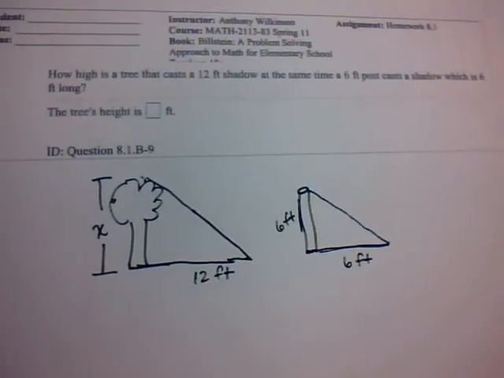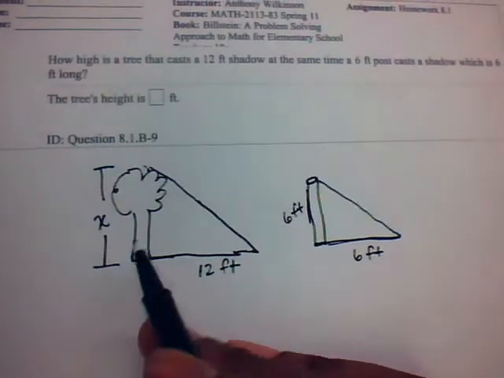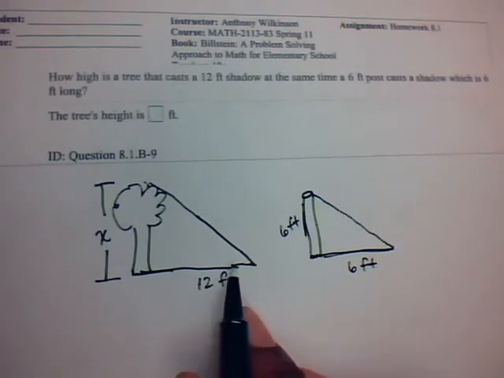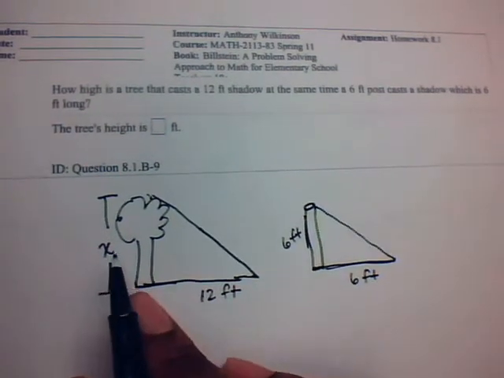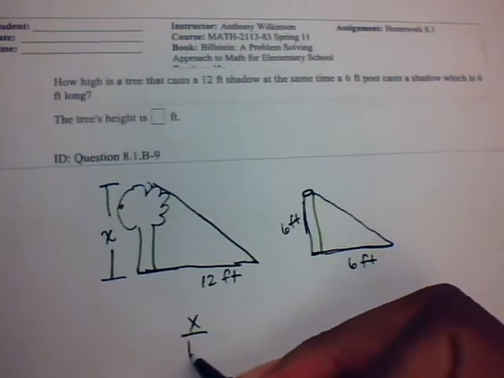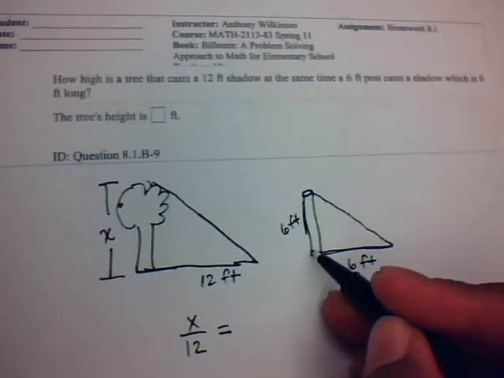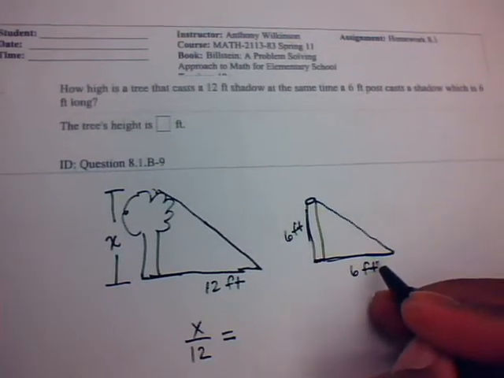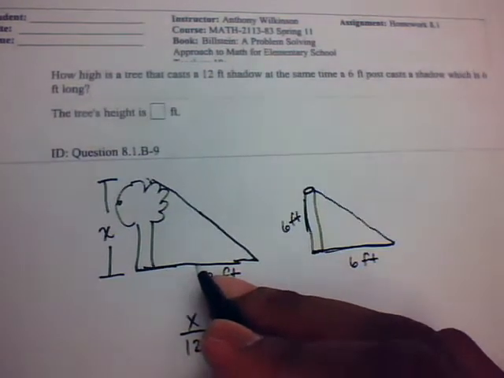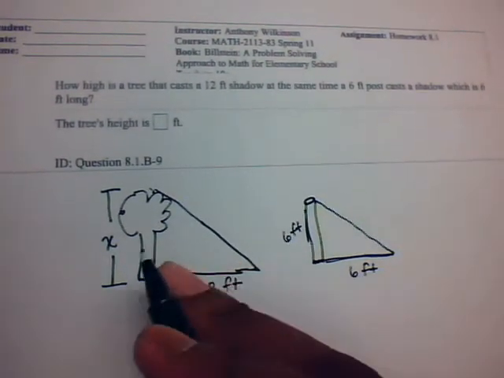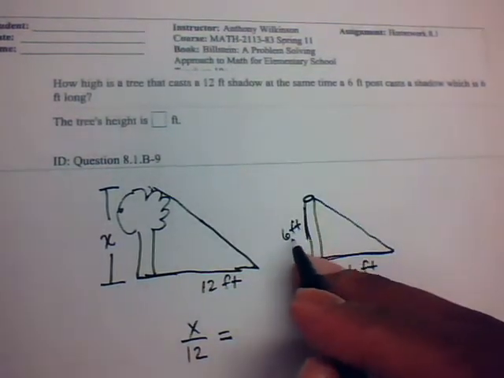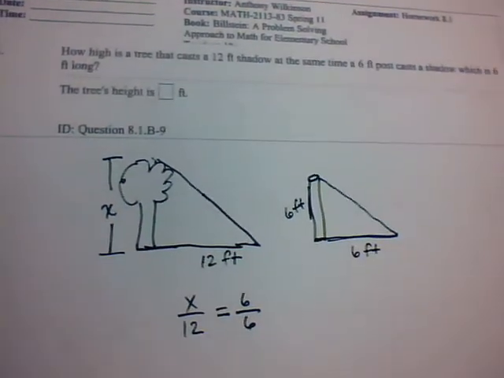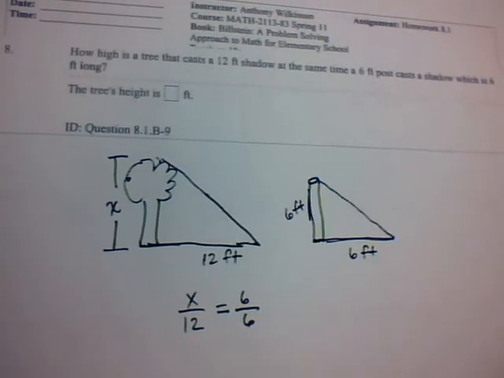And here we set up this proportion like this. I'm going to set up the height of the tree to the length of the shadow. That's going to be x over 12. That's going to be equal to the height of this post to the length of that shadow. I'm being consistent with the same ratio that I have for the tree: the tree's height to its shadow, the pole's height to its shadow. So it'll be 6 over 6. So now I've got x over 12 is equal to 6 over 6.